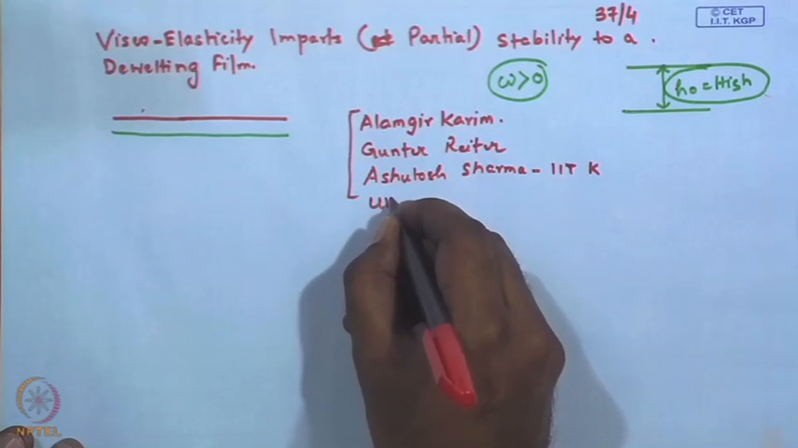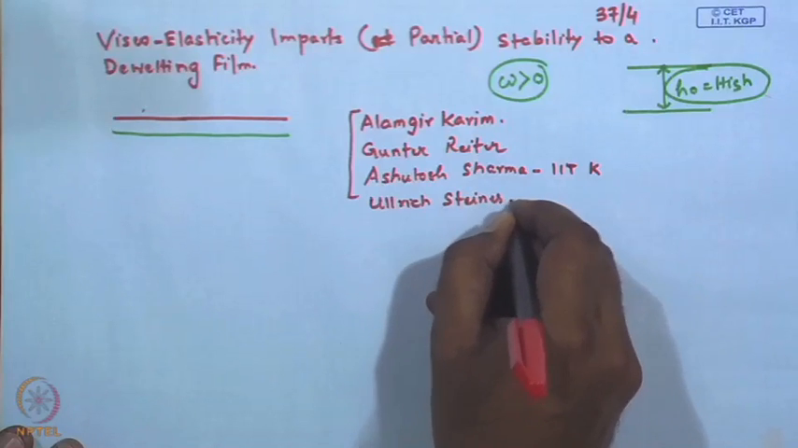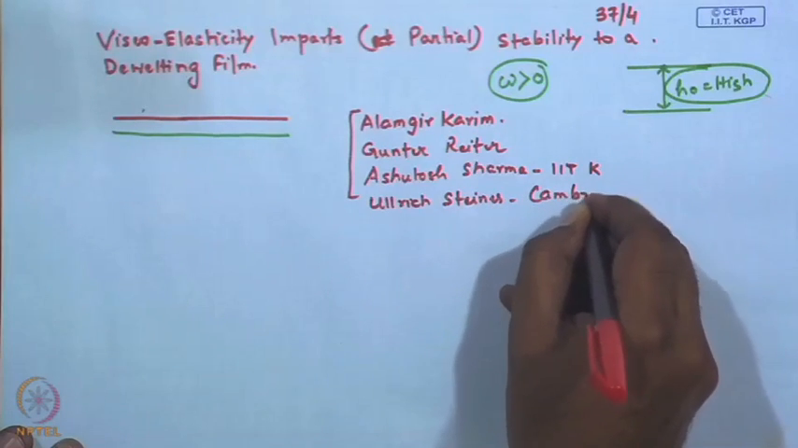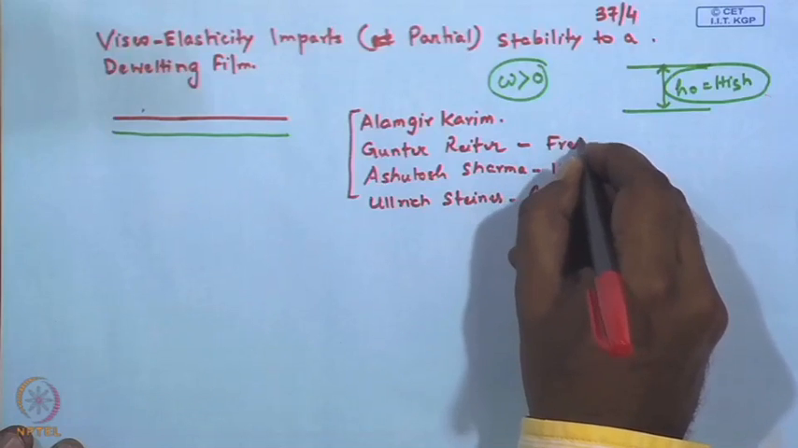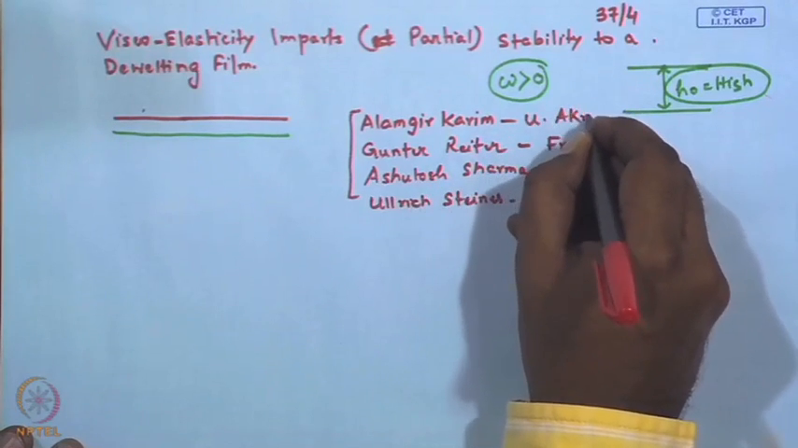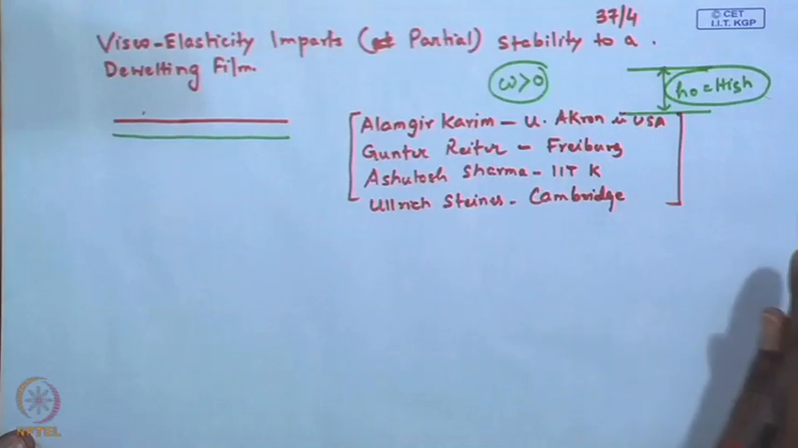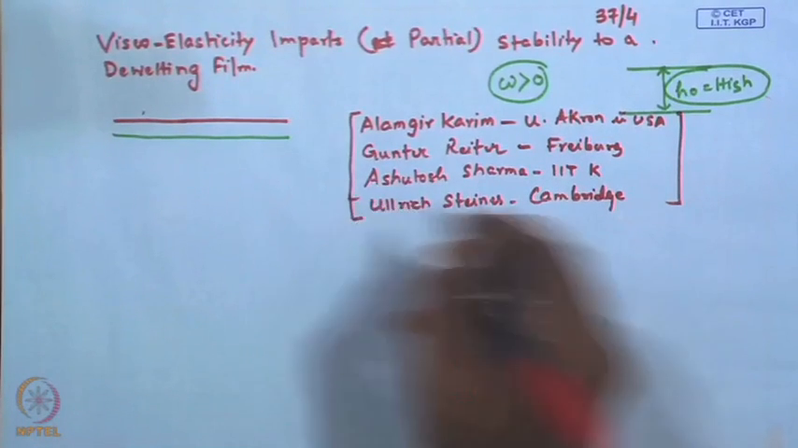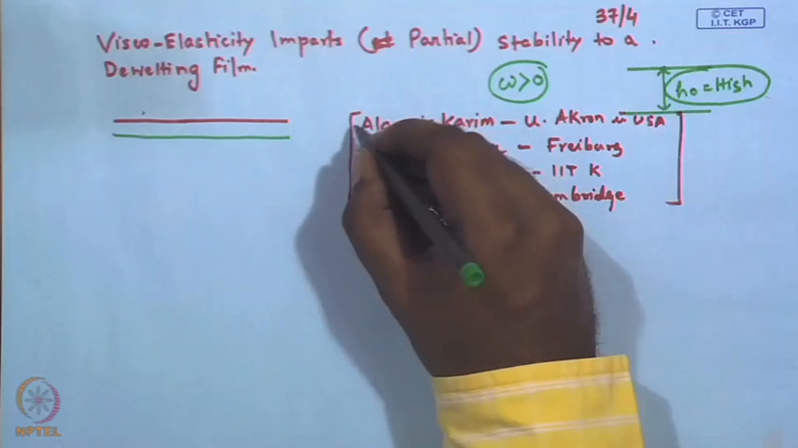Of course, we have Ulrich Steiner at Cambridge, University of Freiburg in Germany, and University of Akron in USA. So, these are the real top players in this field, and they are all very actively progressing and publishing. So, a lot of new results are coming in.